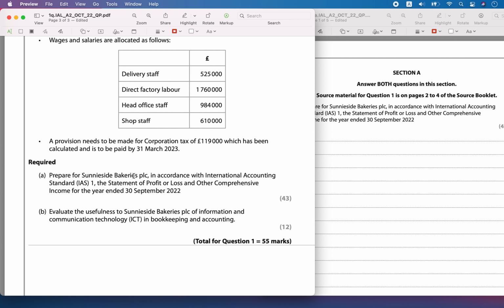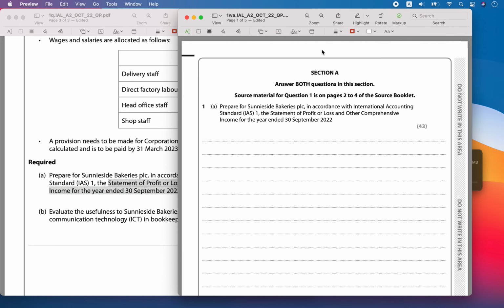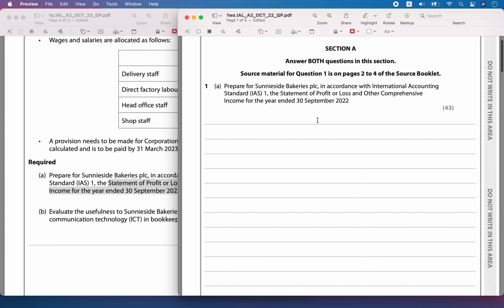Part A of the question is: prepare for Sunnyside Bakeries PLC, in accordance with International Accounting Standard IAS 1, the statement of profit or loss and other comprehensive income for the year ended 30th September 2022. So let's prepare the statement of profit and loss and other comprehensive income for the year ended 30th September 2022 for Sunnyside Bakery PLC.